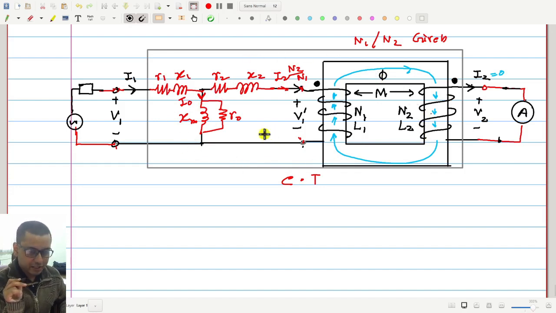Let me ask, by the way, is a potential transformer normally step down or step up? What kind of transformer? Potential transformer is normally step down. Step down, because we want to measure a higher voltage and bring it down to a measurable limit.